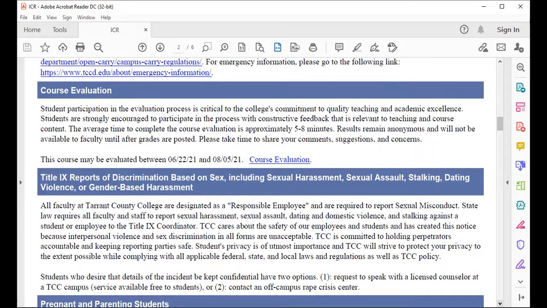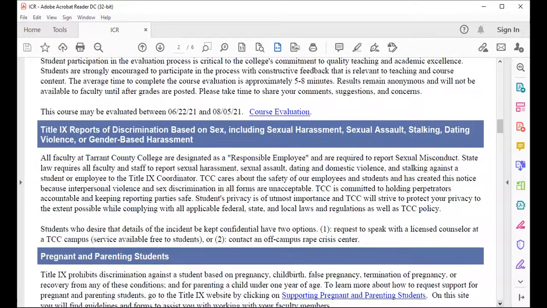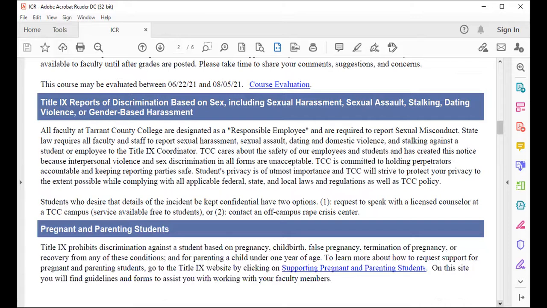So this is your opportunity to evaluate the course, and the course evaluations are between June 22nd and August 5th. You could literally just go to the syllabus, which again is located on the Blackboard, and click on that link. That takes you to the course evaluation. Okay, any questions so far? And this is kind of a fire hose.